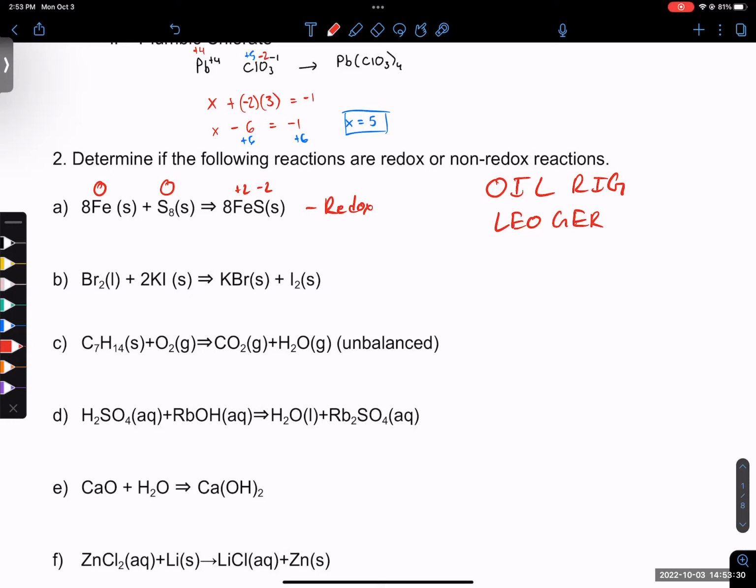Let me check that. OIL RIG makes more sense. No, oxidation, it loses, reduction, it gains. Yeah, but losing electrons is oxidation, gaining is reduction. That's why he's the English.